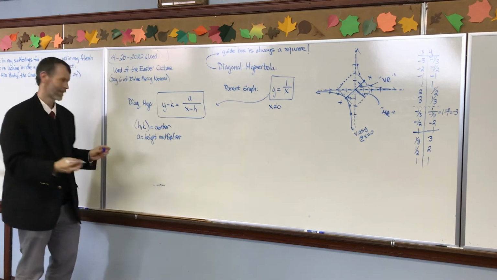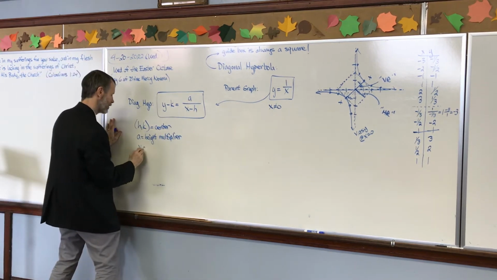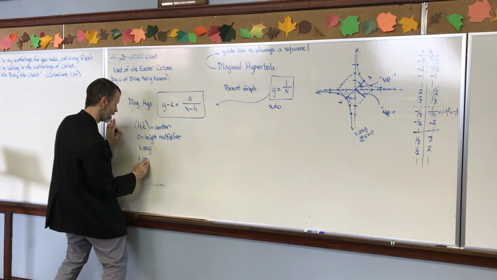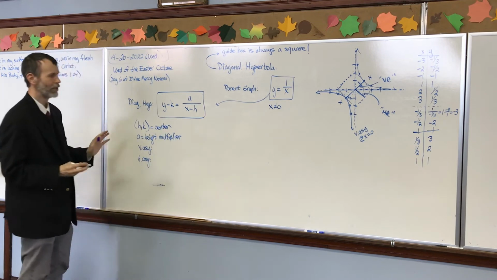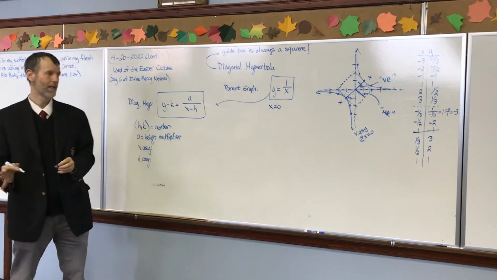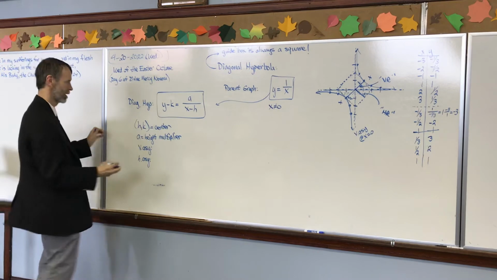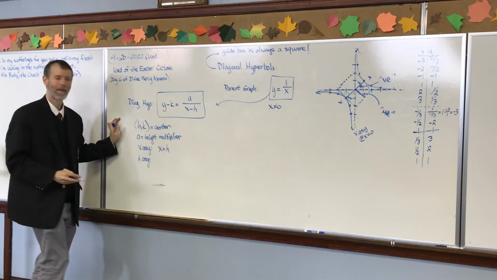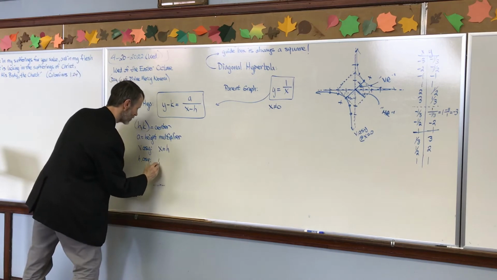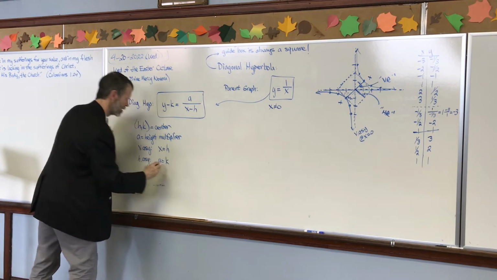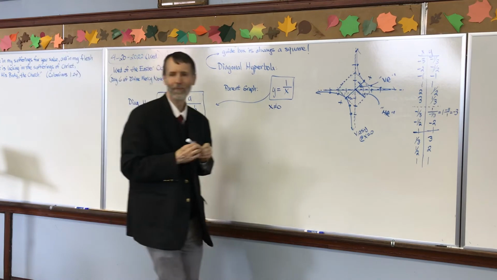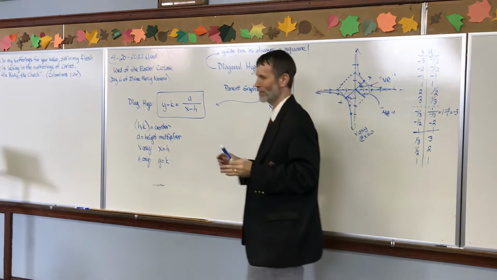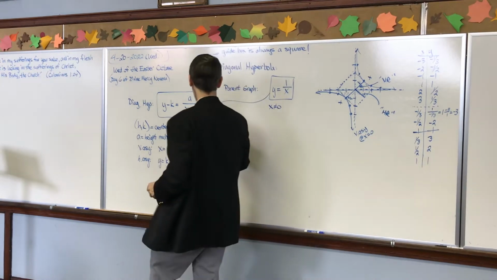And there are two other things. There's a vertical asymptote and a horizontal asymptote. The vertical asymptote is always going to be x equals something. In this case, x equals h. And the horizontal asymptote is y equals something. It's y equals k. That's largely all you're going to have to know, except for one last thing, the pattern.